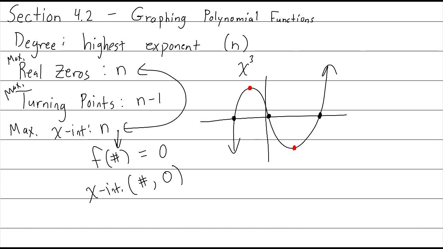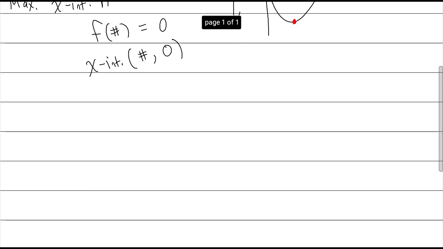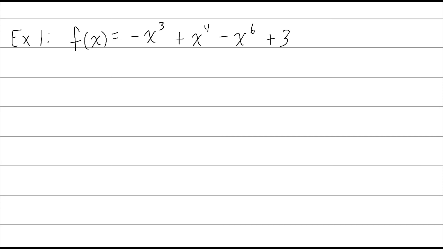Okay, so let's do an example. Maybe simplify this a little bit. So example 1, we have this function here. And I want to determine, for part A, the maximum number of real zeros. Now, again, these are the real zeros. We're not talking about imaginary zeros. Those could exist too. So that's why we say the maximum number of real zeros.